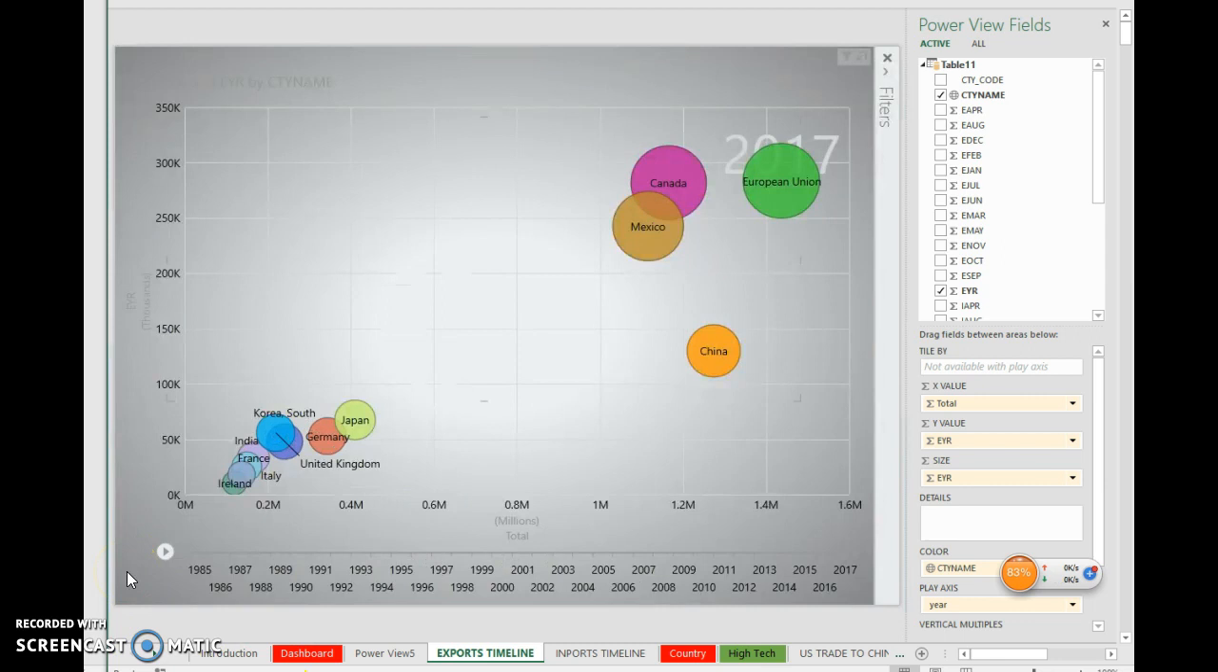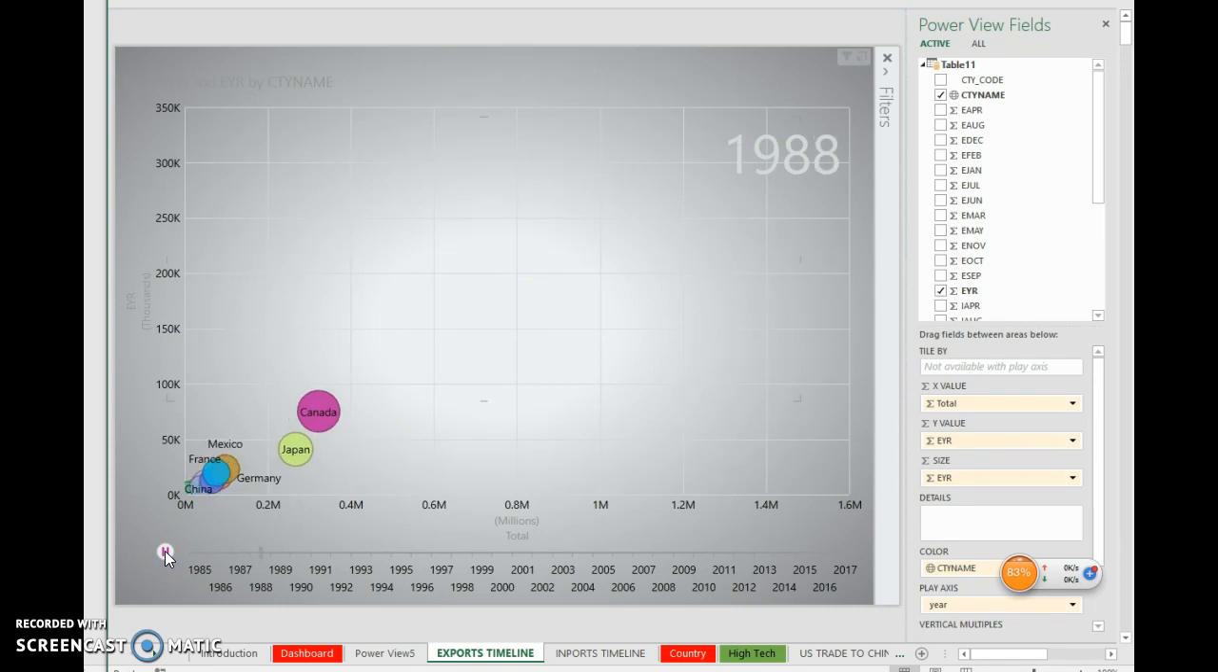I selected the top 20 US trading partners, and in order to track the changes of their exports, US exports from the last 30 years, I use Power Pivot and Power View to do this function. Let's see what happened.